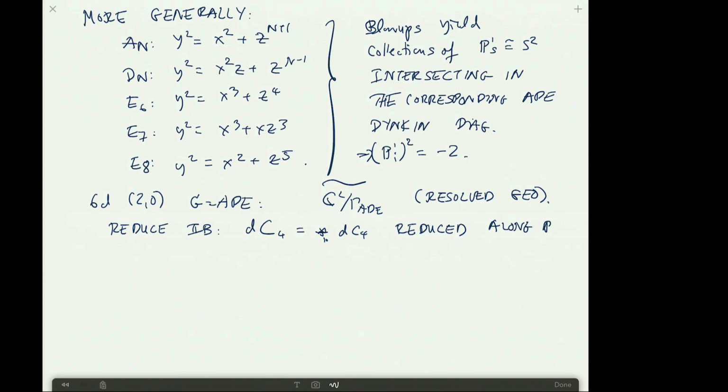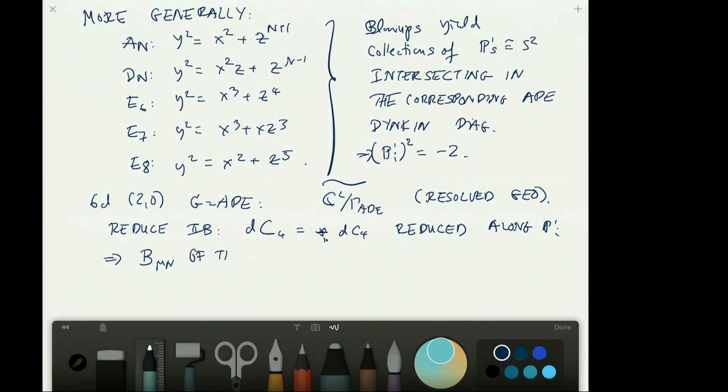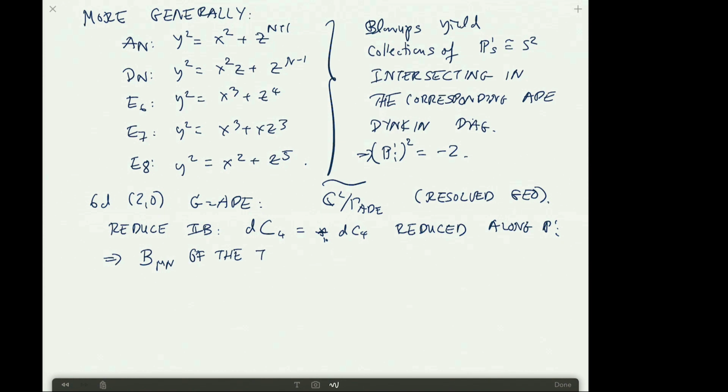Reduced along these P1I yields, for example, the B. Oops. Okay. There it is. So the N of the tensor multiplet. At least in this way, you sort of see, morally speaking, where this would be coming from.